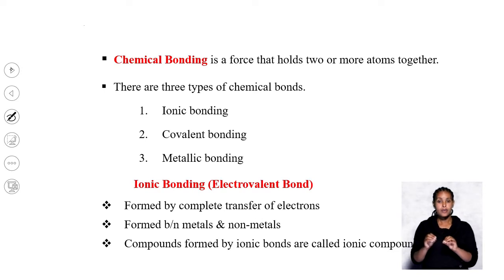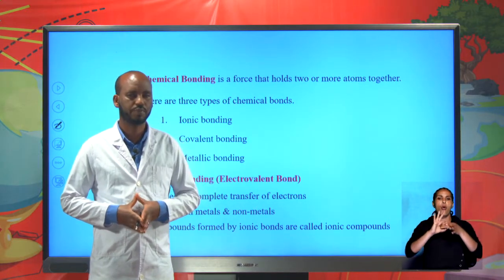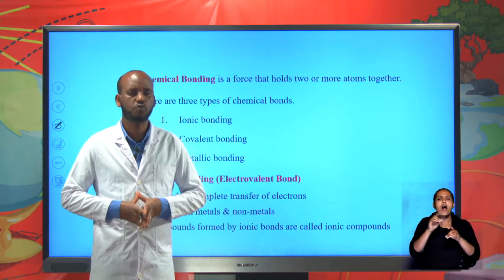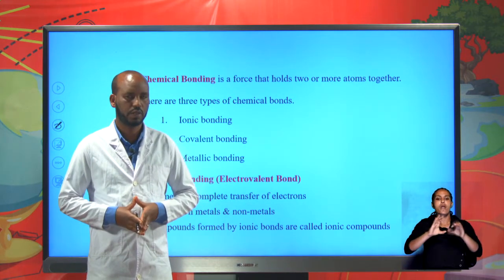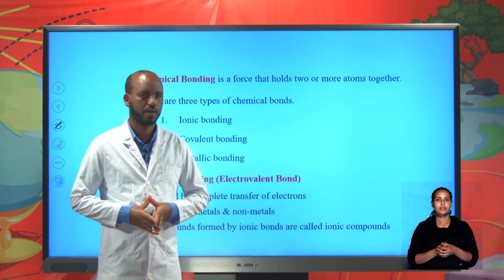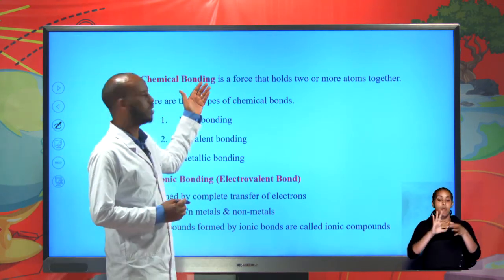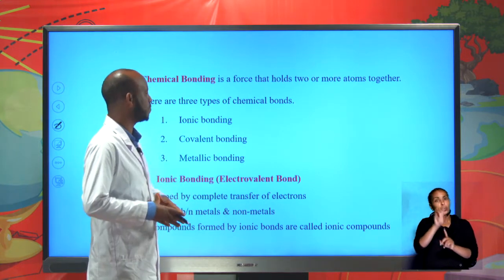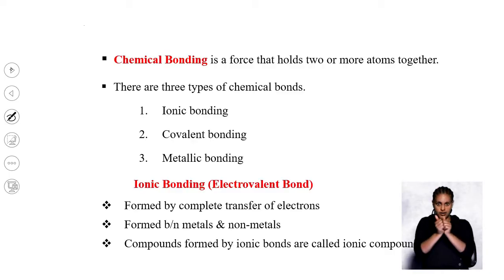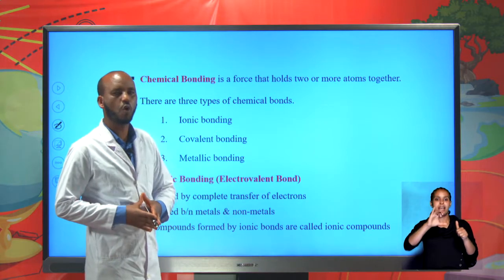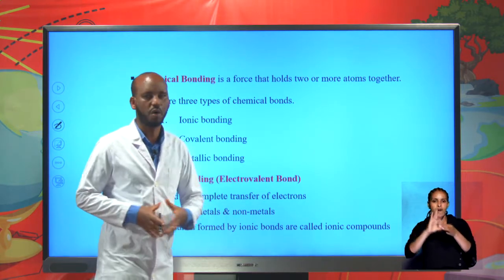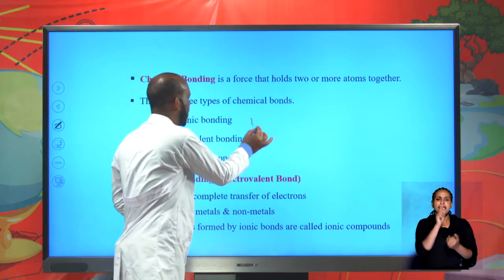Students, if you are ready, then we will get started. Chemical bonding. Why do atoms combine to form chemical bonds? Good. Chemical bonding is a force that holds two or more atoms together. There are three types of chemical bonds. These are ionic bonding, covalent bonding, and metallic bonding. Let us see each one by one.